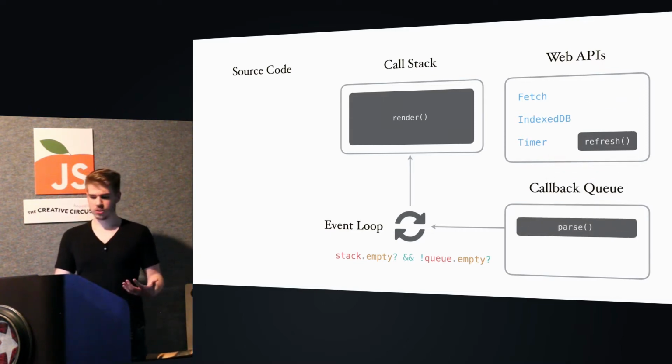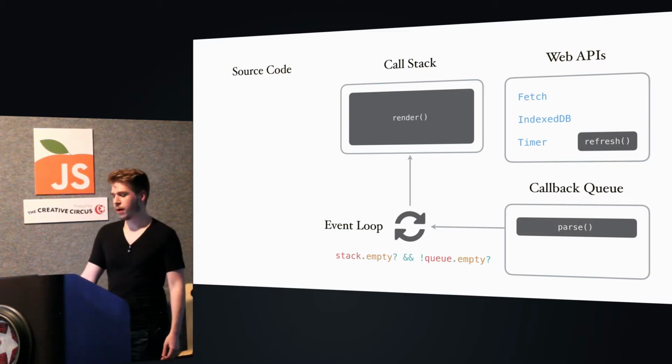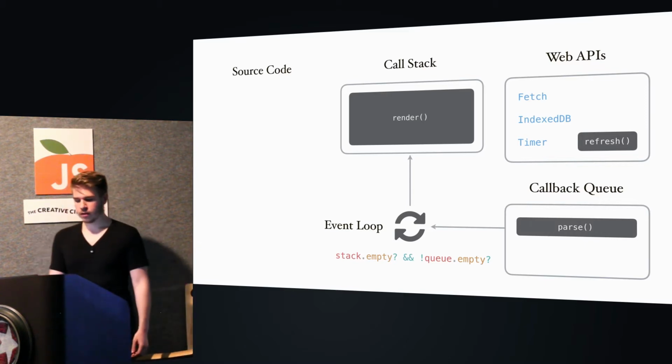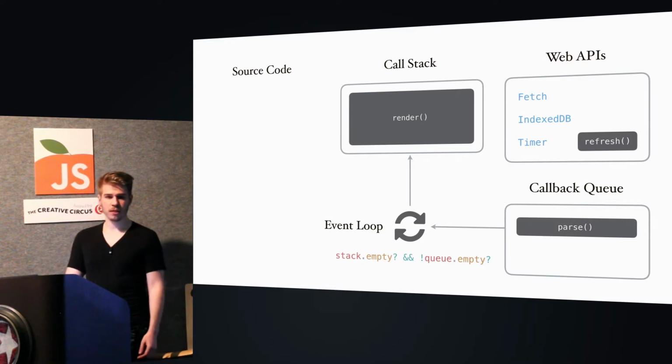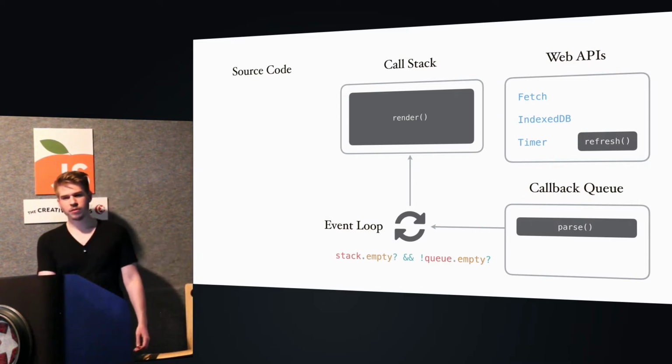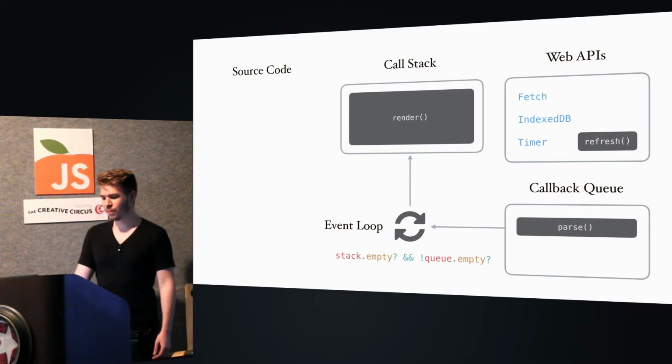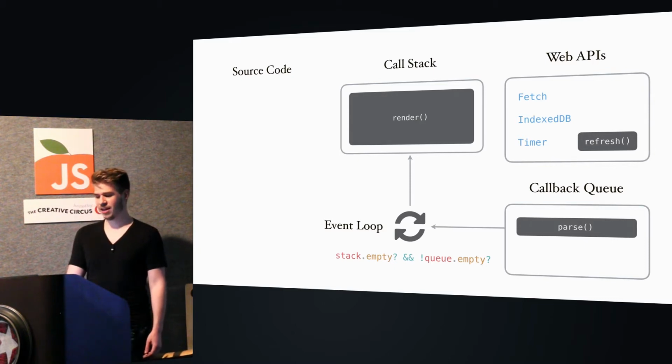But now, while that render function is executing, another web API might finish its background work. Perhaps our AJAX request finally wraps up. So the web API will immediately push the parse function onto the callback queue. However, this time there's already code being executed, so the parse function will actually remain in that callback queue.